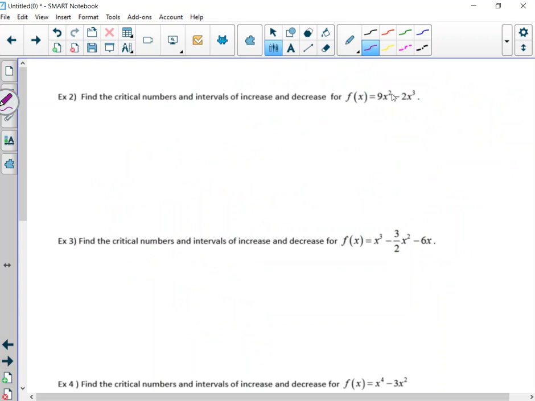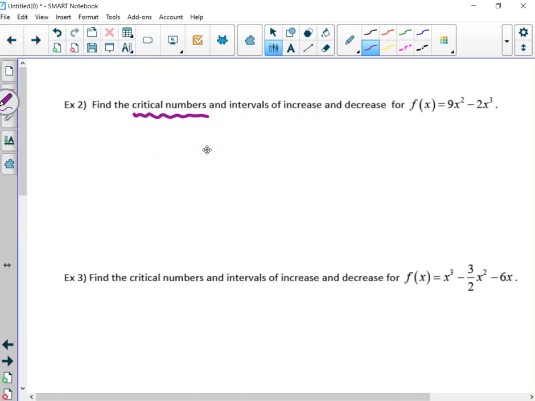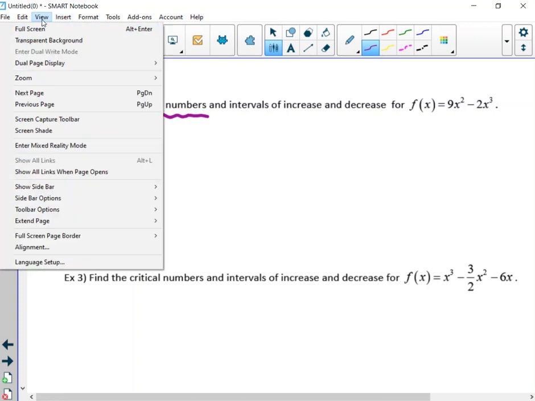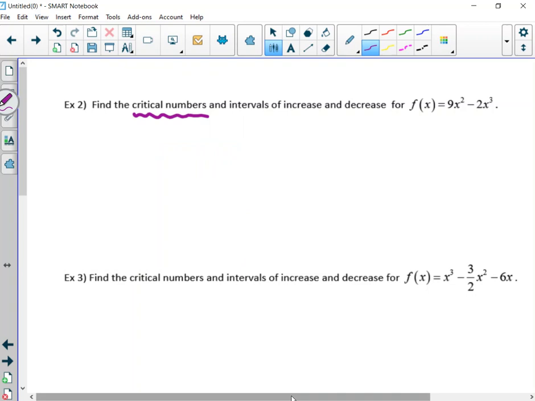All right, so take number 2. And you just find me some critical numbers. Okay. F of x equals 9x squared minus 2x cubed. So that is not a quadratic. It's actually a cubic function. Find me some critical numbers for that function.